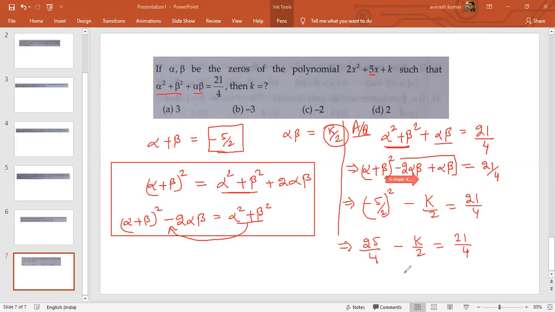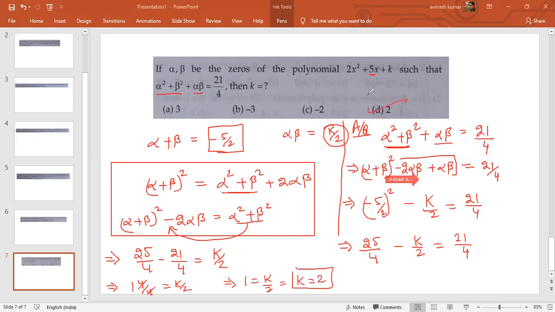Any problem? No, sir. So अगर आप इसको सॉल्व करो फर्दर, तो आप लिख सकते हो इसको 25/4 minus 21/4 is equals to k/2. So ये कितना हो जाएगा? ये हो जाएगा 4/4 is equals to k/2. तो ये कैंसिल हो जाएगा, तो यहाँ 1 आ जाएगा, राइट? तो 1 is equals to k/2. So value of k will be equals to 2. So Option number D.